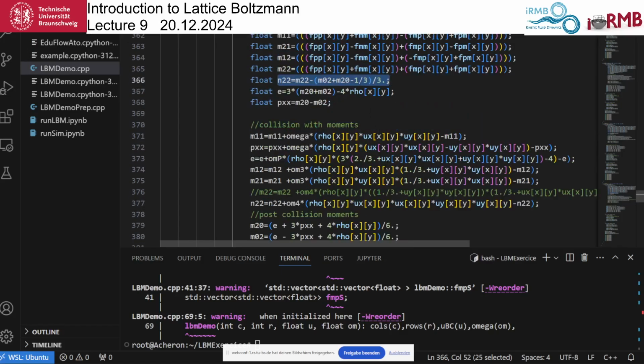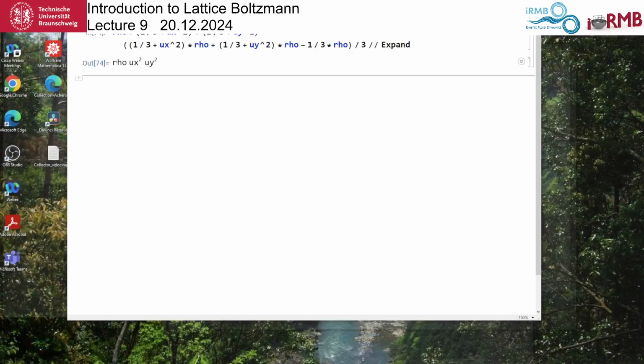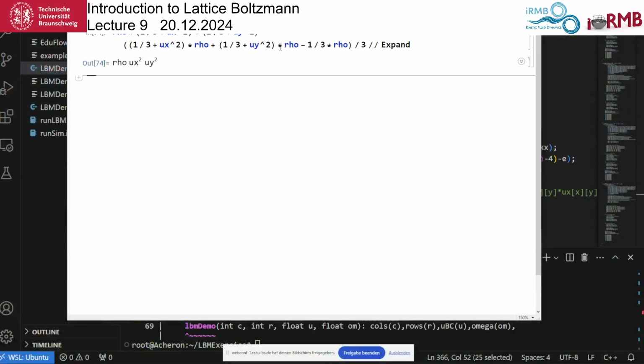I mean, this is not the equation that I wrote. There is a minus 1/3. Okay, what is with the one that I wrote in Mathematica? So this here is M22, or the equilibrium of M22. This here is M20. This here is M02. Yeah? And this is what we wrote.